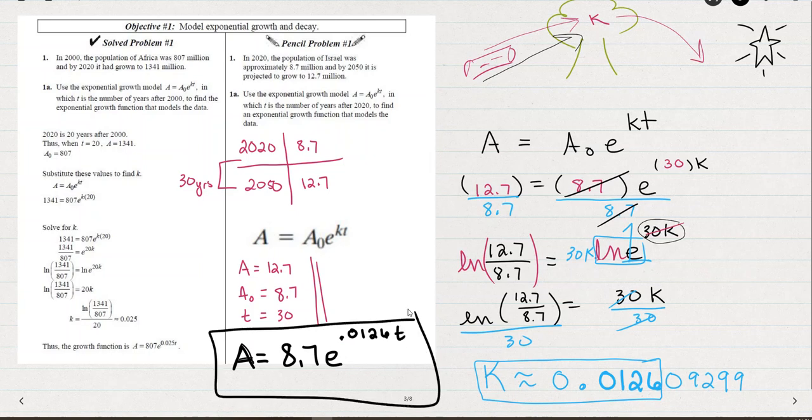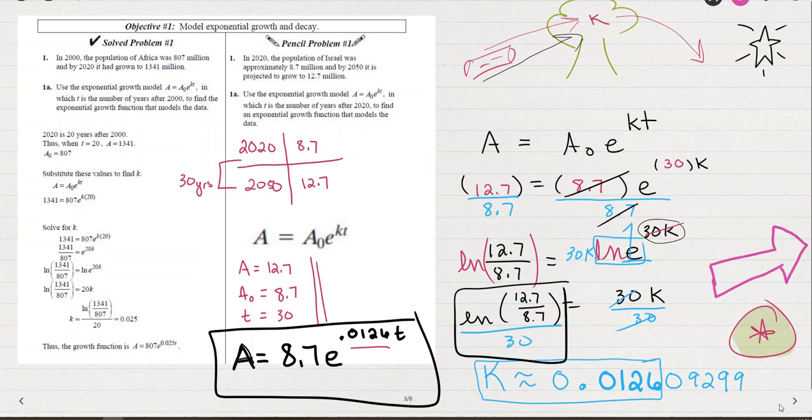It is an approximation, so if you were working this problem out in the future, you'd want to keep this natural log of 12.7 divided by 8.7 all over 30 in your calculator and use the precise calculation, because you don't want to typically round in the middle of the problem.